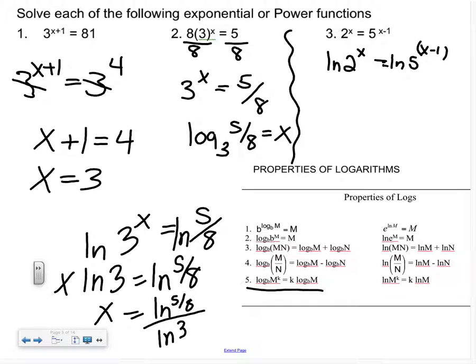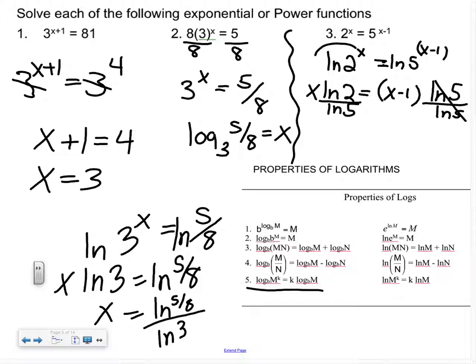Okay? So what that's going to do is allow me to take those exponents downstairs. All right? So the x comes downstairs. So I have x ln 2 equals x minus 1 times the ln of 5. Is that all right? Now, normally at this point, I'd be plugging these in the calculator. I don't have a calculator today, so we're going to work with them as if they were numbers. All right. I'm not going to distribute. I'm going to divide both sides by the ln of 5. So I get x times the ln 2 over the ln of 5 equals x minus 1.